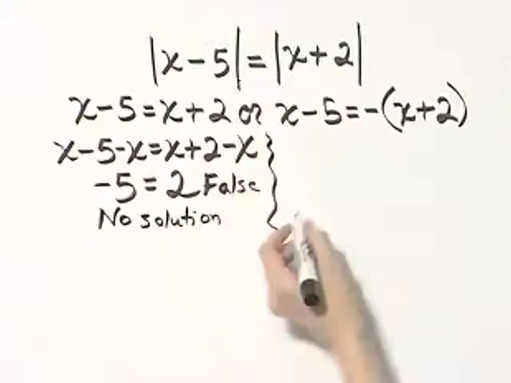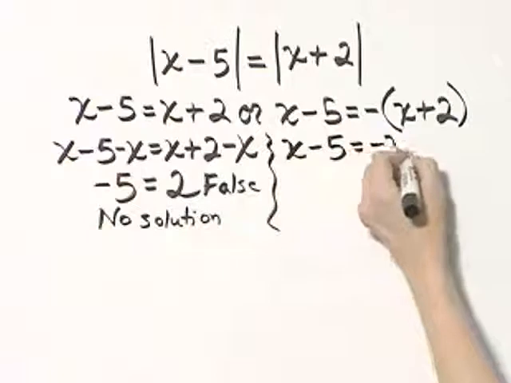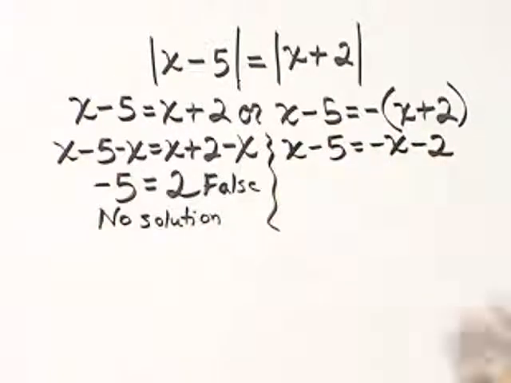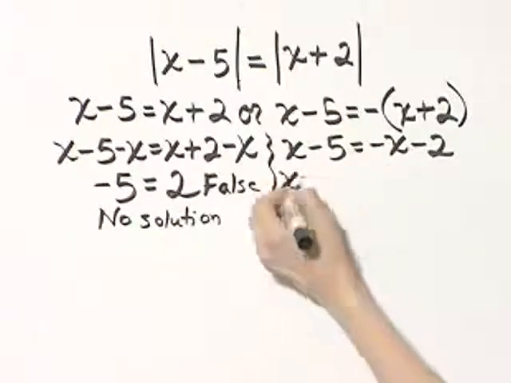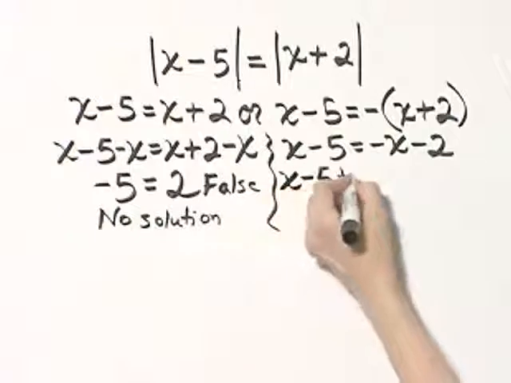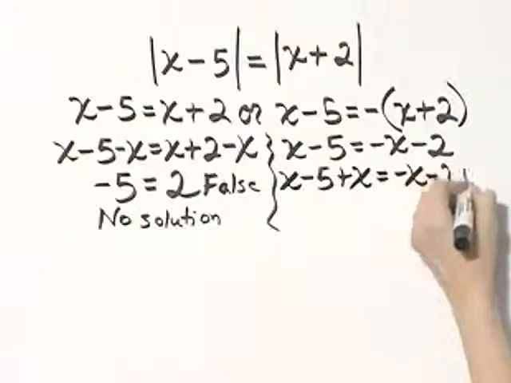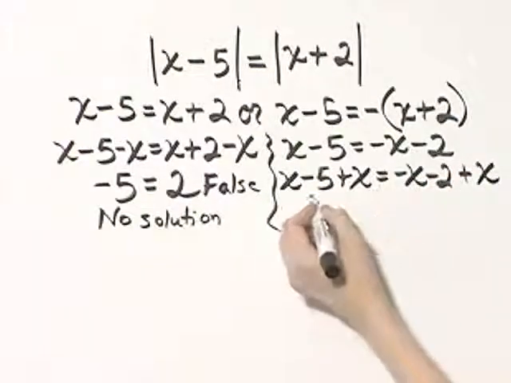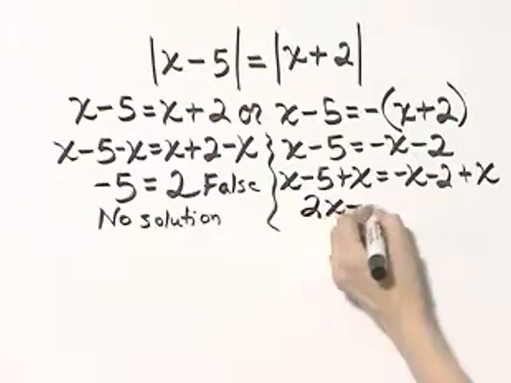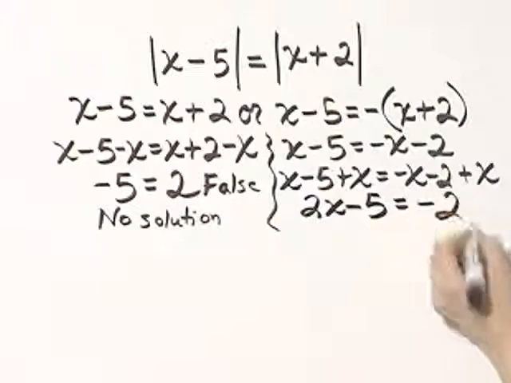What happens on the other side? I'll have x minus 5 is equal to negative x minus 2, taking off parentheses and distributing. Now I will add x to both sides. So here's the left side, I'll add x. And here's the right side, and I'll add x. Notice what happens on the left side. x plus x, that's 2x, minus 5 is equal to, these x's subtract out, and I get negative 2.